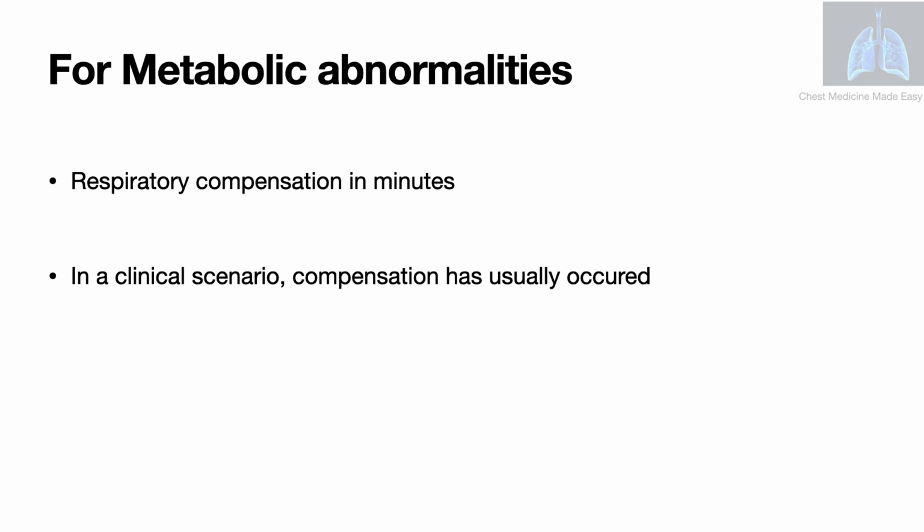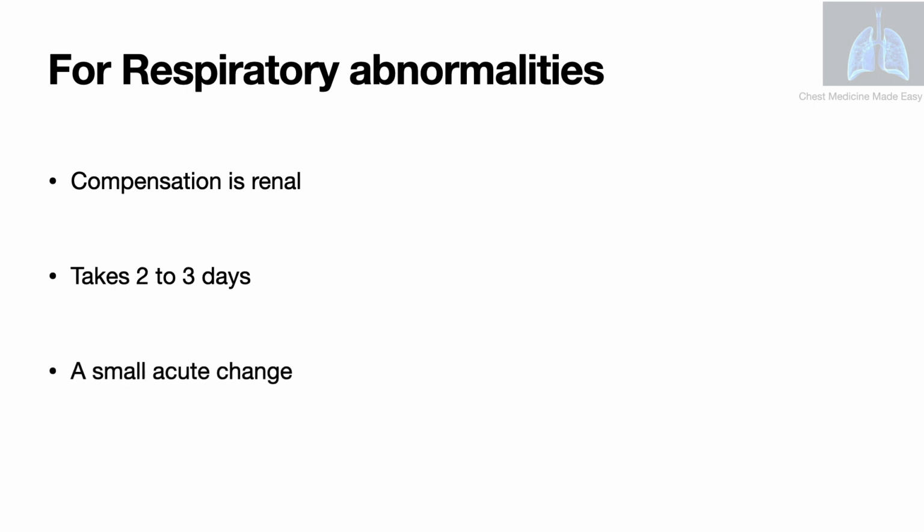For metabolic abnormalities, the compensation is by the respiratory system. The respiratory compensation happens in a matter of tens of minutes. In a clinical scenario, the compensation has usually occurred by the time the patient presents to the ER. For respiratory abnormalities, the compensation is renal. Renal compensation tends to take 2 to 3 days for completion. But there is a small acute change in the compensatory direction due to changes in the bicarbonate buffer.